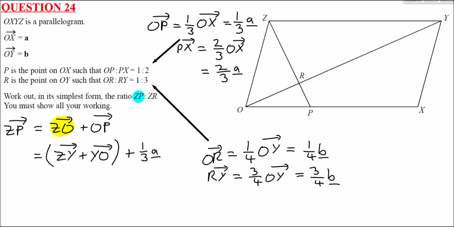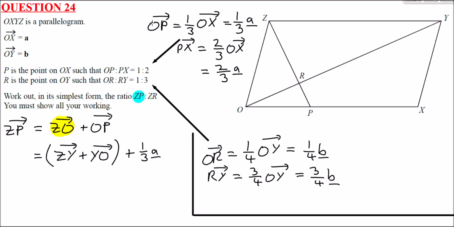I'm now going to give myself a bit more space so I don't overrun into this working here, so if I just draw a slight line down like so to cut this off. So now we need to think about how we can simplify ZY plus YO. Well, we know that this shape is a parallelogram, which is useful. In a parallelogram, the opposite sides are of equal length. So from Z to Y is the same as from O to X. So ZY, I can just say, is the same as from O to X.